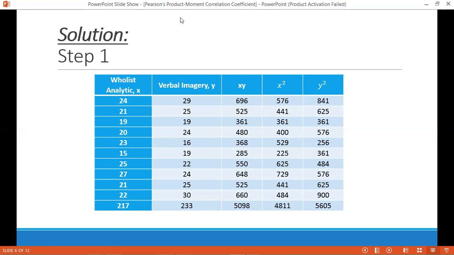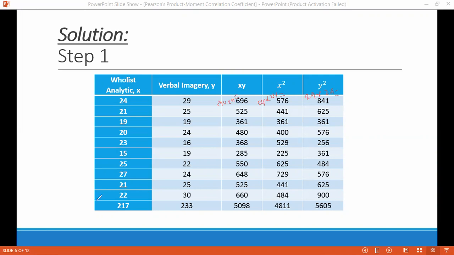Now, paano siya na-solve? Ang nangyari dito sa xy ay simply multiplied 24 times 29, and the answer is 696. For x squared naman, dito sa first natin, we have 24 times 24 equals 576. And then for the y squared, you have 29 times 29 equals 841. Same process ang gagawin at until sa last one.